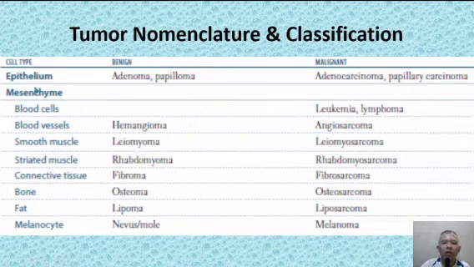Okay, when we have mesenchymal tumors, for benign, you usually just attach the suffix oma, but for malignant, you attach the suffix sarcoma. Of course, there are exceptions. So for example, lymphoma, it is already automatically malignant.